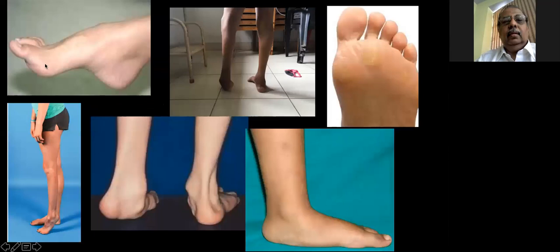So here, what you find is a cavus foot. You can see increased arch of the foot with some clawing. Here, equinovarus feet. Here, it is an equinus foot. Here, there is a planovalgus foot collapse. And here, there is a flat foot. You can see callosities under the metatarsal head.